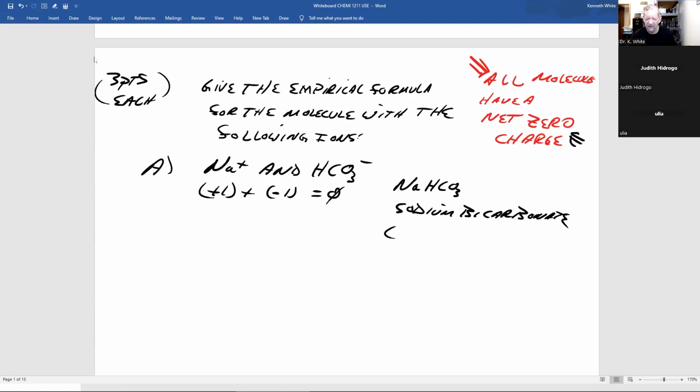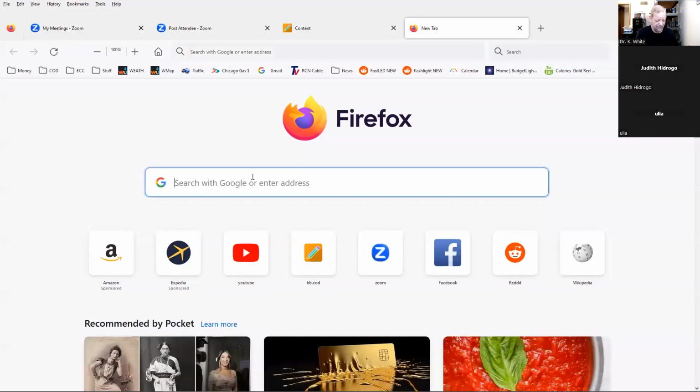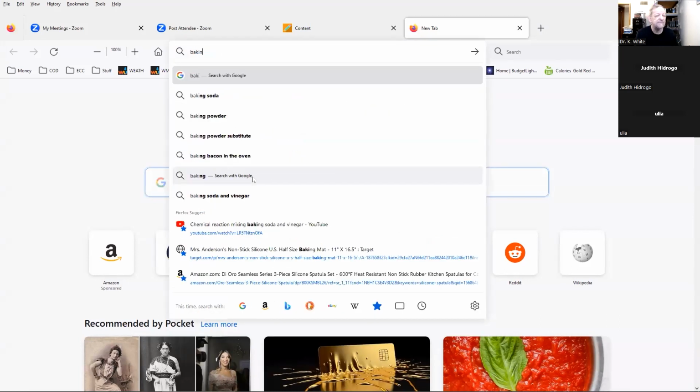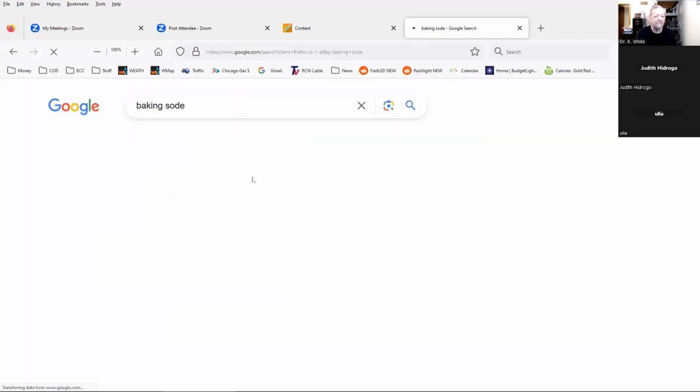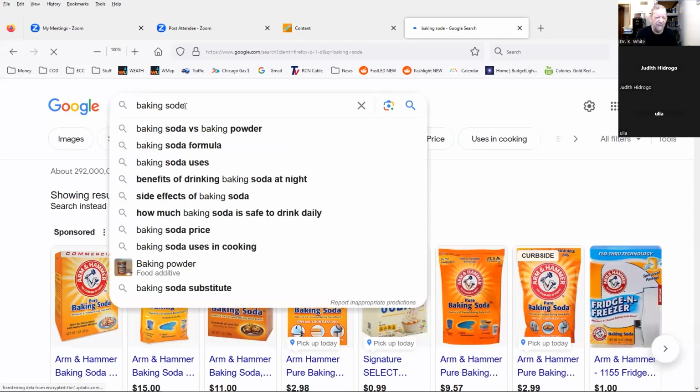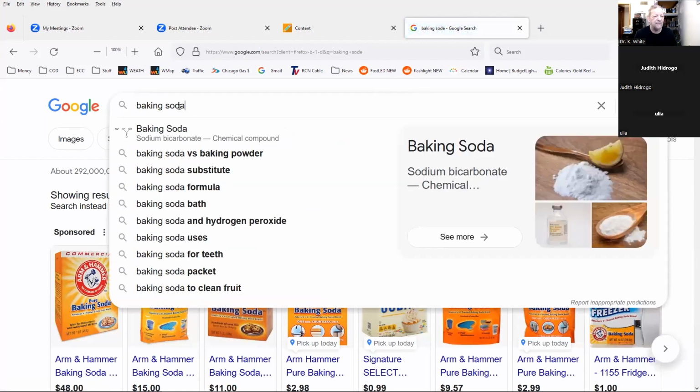And you find it in baking soda. And later in the semester, I'll tell you a story about baking soda and my father and something else, but that's later in the semester. But in case you're not familiar with it, I can spell. And also baking powder.